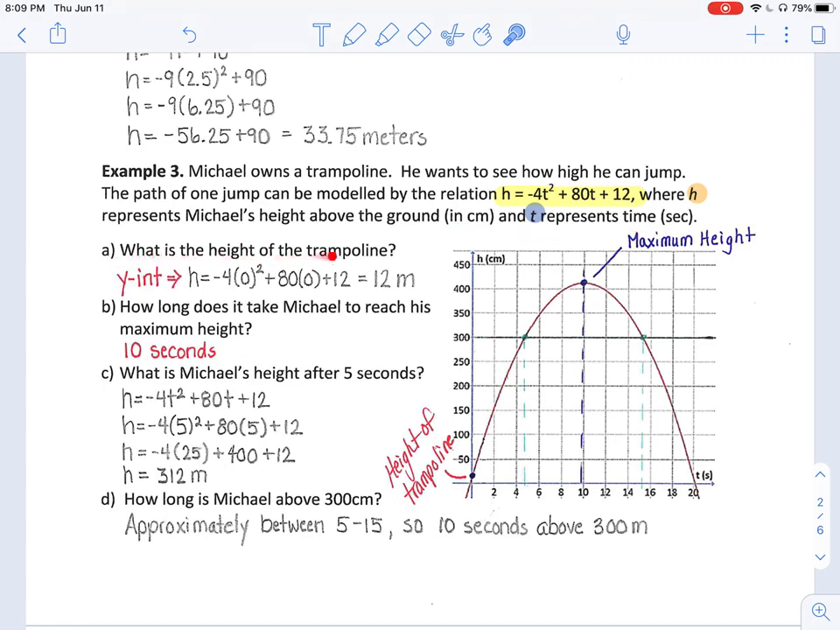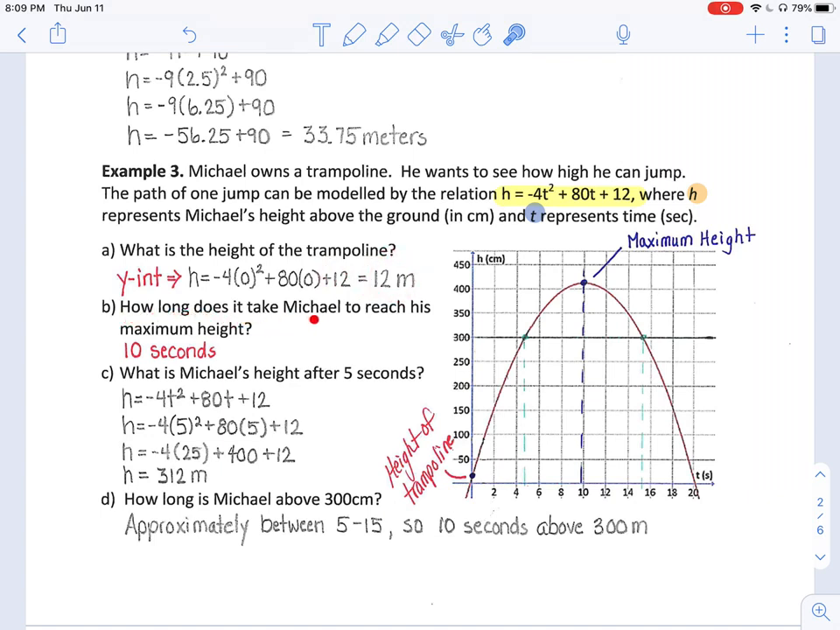So what is the height of the trampoline? Well, we're looking for that y-intercept. We know that the time is 0, nothing's happened yet. So when time is 0, we know that our c value in standard form is our y-intercept. So the height of the trampoline is 12 meters.